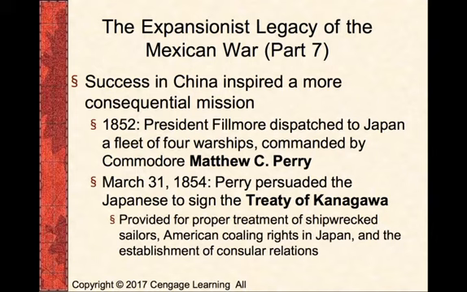And so the Treaty of Kanagawa, I know I butchered that, Kanagawa, opened up negotiations between the United States and Japan, allows for the proper treatment of shipwrecked sailors, and American coaling rights in Japan, so American steamships can refuel with coal in Japan, and the establishment of consular relations between the two.